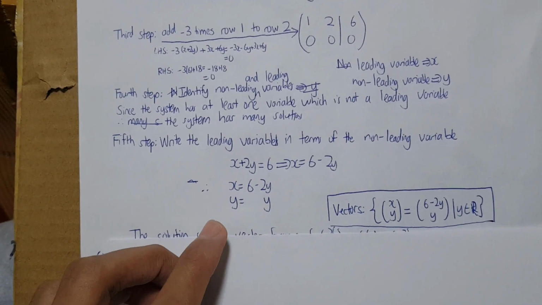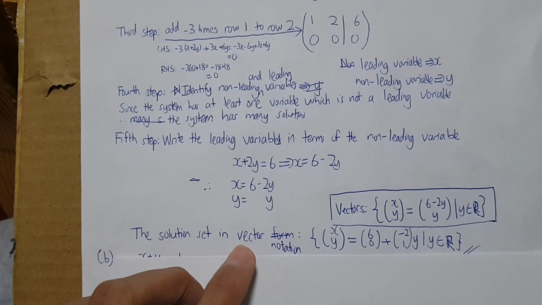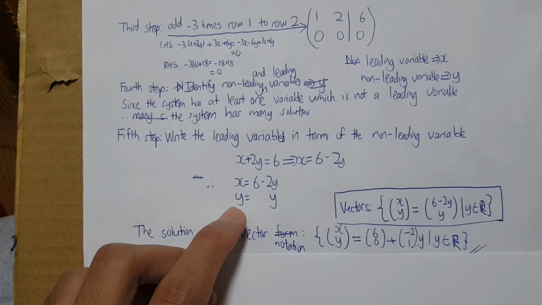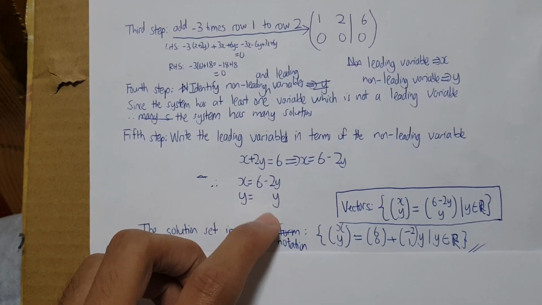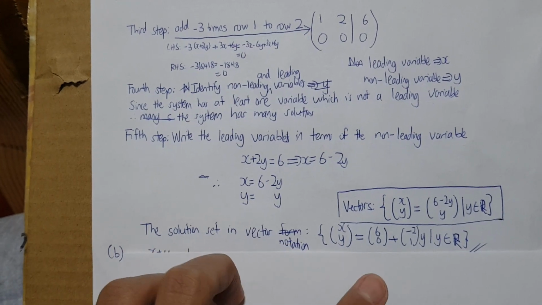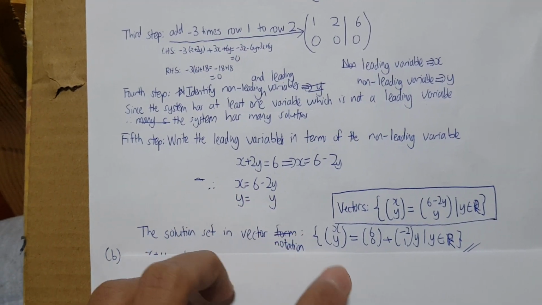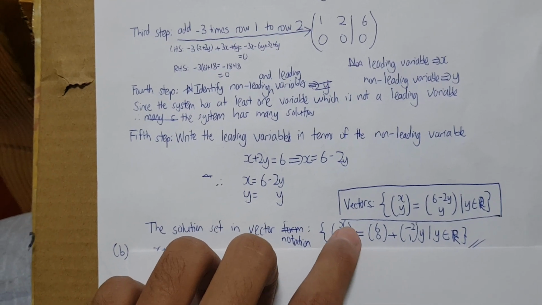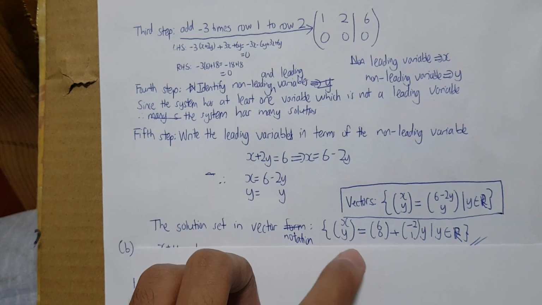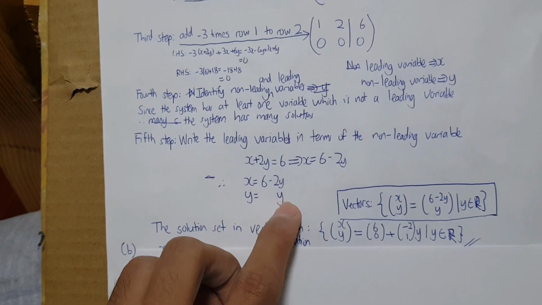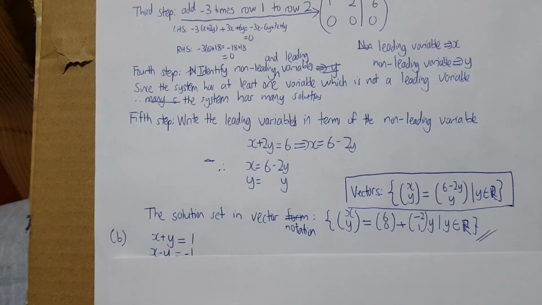As you can see from here, we can actually write the vector notation: (x, y) equals (6, 0), because there's no constant here, plus (-2, 1) times y. So y is the free parameter. When you expand this, x equals 6 minus 2y, which is this, and y equals 0 plus y, which is this. So this is how we do it.